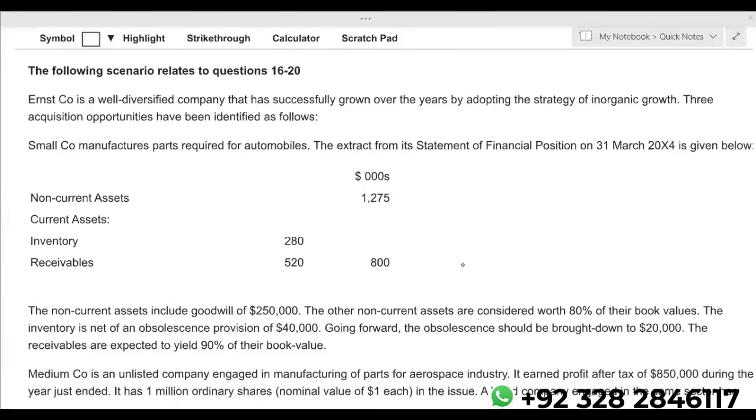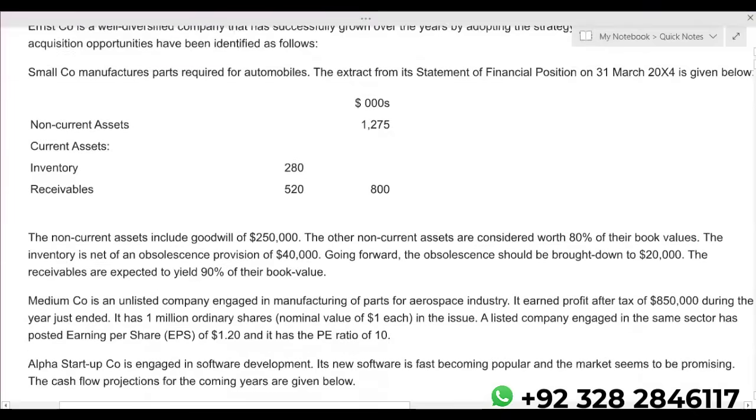Okay, dear students, welcome to FM Pre-seen Mock June 2025, section B of the pre-seen. Section A we have already discussed. Now it's time to discuss section B, and let's quickly discuss the first question of section B. First, read the requirement and then we'll go for the scenario.